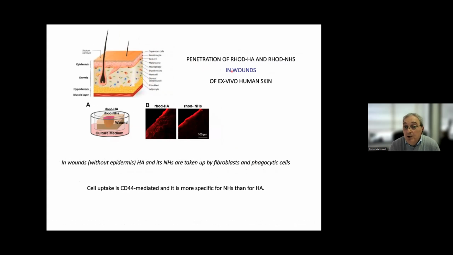But when you have wounds, the effect is more evident. And you have penetration of the nanogels within the lower part of the skin, and in wounds without epidermis, nanogels are taken up by fibroblasts and phagocytic cells. So you can reach different cells at a superficial level of the body, and the nanogels are taken up more specifically than hyaluronic acid, because of the CD44 interaction, that is a receptor. So you have an active targeting.